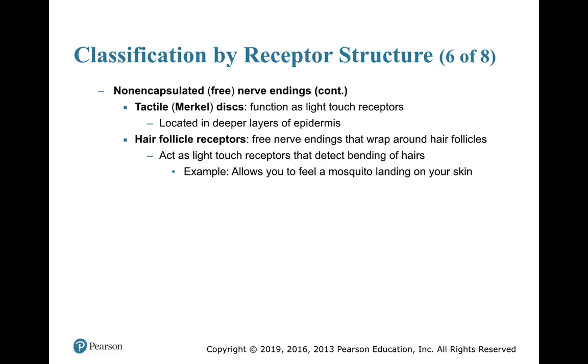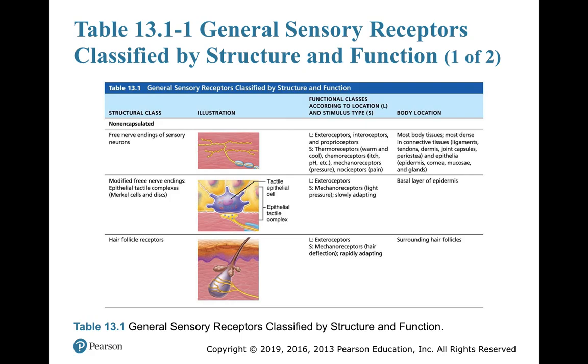The hair follicle receptors are free nerve endings we've talked about before that wrap around hair follicles. They act as light touch receptors, helping to detect bending hairs. That allows us to feel bugs landing on our skin, such as mosquitoes, which we should be heading into mosquito season very soon. So we have free nerve endings, modified free nerve endings, and hair follicle receptors located throughout the body.